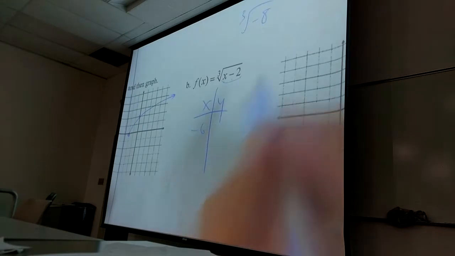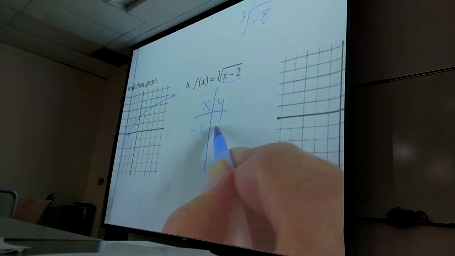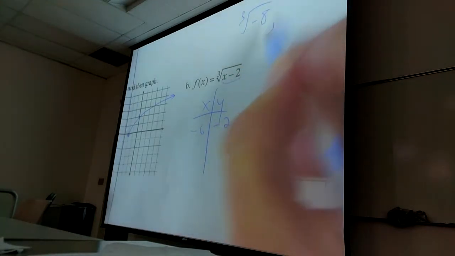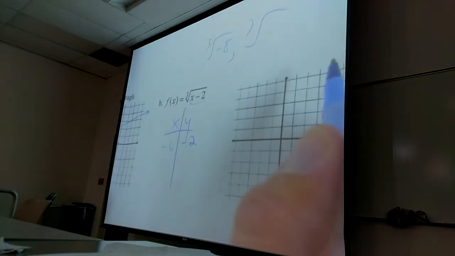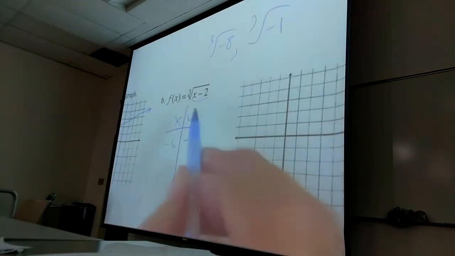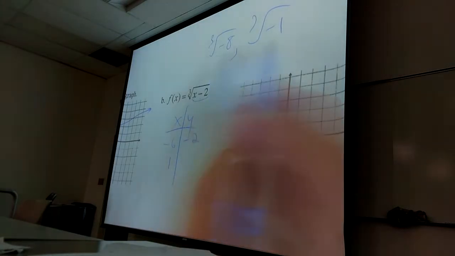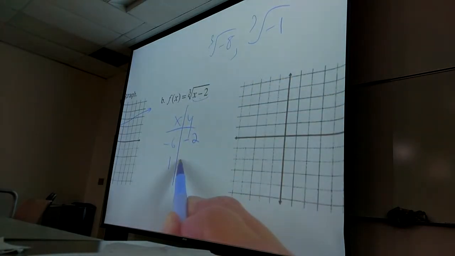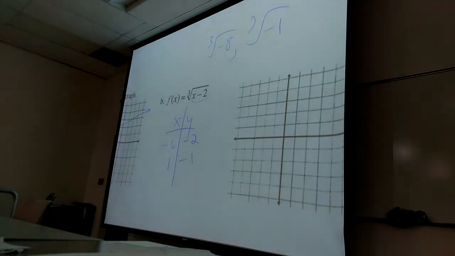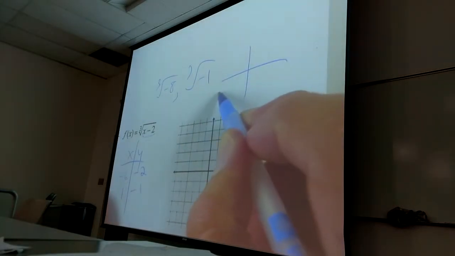I can also show that the cube root of negative 8 is negative 2. What's another cube root of a negative number I can do? Negative 1, I like it. What do I make x so I get negative 1 inside? 1. Cube root of negative 1 is? Negative 1. Negative 1 times negative 1 times negative 1 is negative 1. And so forth and so on. I like it. And it's got the general shape of this.